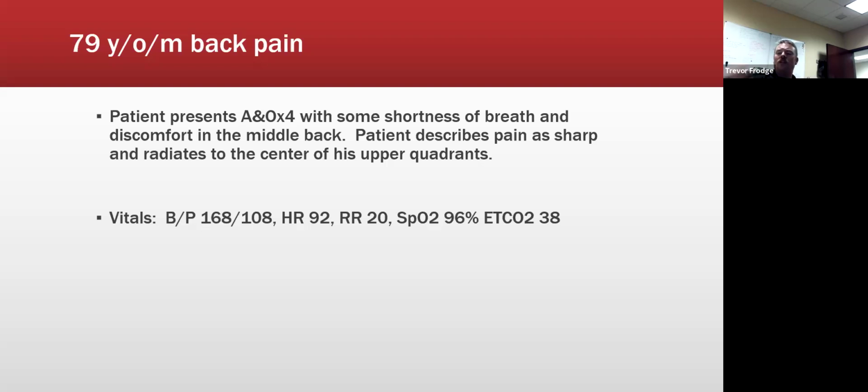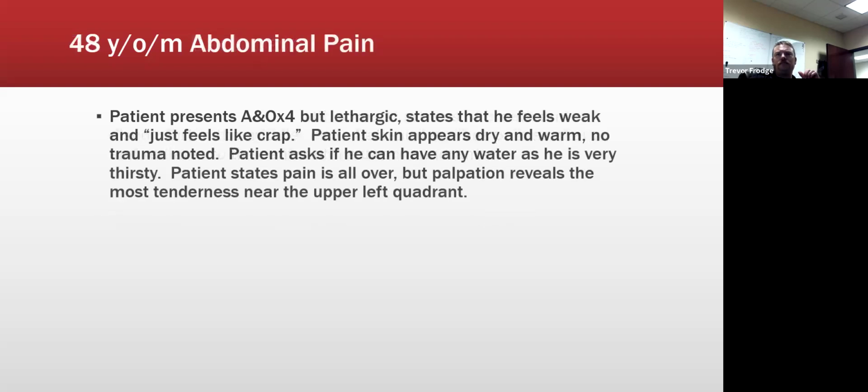Again, nothing I'm going to do for this patient as far as invasive treatments in the field, but again, if I have someone who's hypertensive, they've maybe got some comorbidity factors, they've got discomfort in the middle back, maybe radiating a little bit, but it's sharp and tearing, that's a AAA. So let's look at another one.